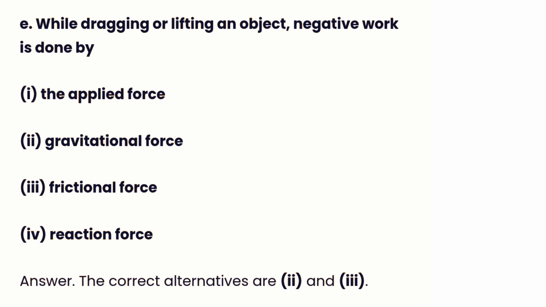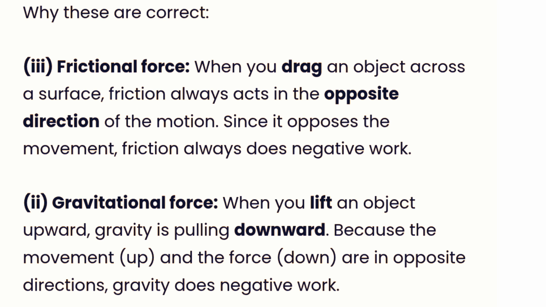E. While dragging or lifting an object, negative work is done by 1. the applied force, 2. Gravitational force, 3. Frictional force, 4. reaction force. Answer. The correct alternatives are 2 and 3. Why these are correct? 3. Frictional force. When you drag an object across a surface, friction always acts in the opposite direction of the motion. Since it opposes the movement, friction always does negative work. 2. Gravitational force. When you lift an object upward, gravity is pulling downward. Because the movement up and the force down are in opposite directions, gravity does negative work.